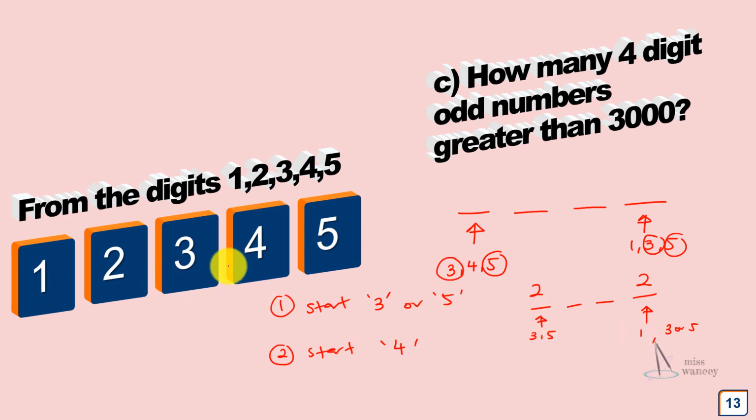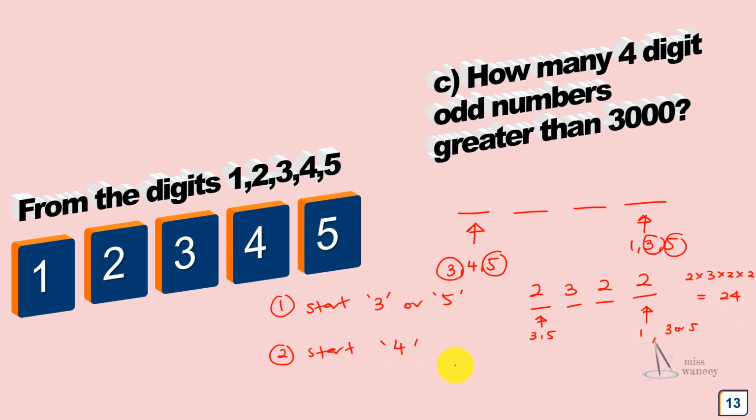Okay, so out of 5, one of them will be in front, one of them will be at the back. So I will be left with another 3, and then this one will be with 2. Therefore, I will have 2 times 3 times 2 times 2, which is simply equal to 24.